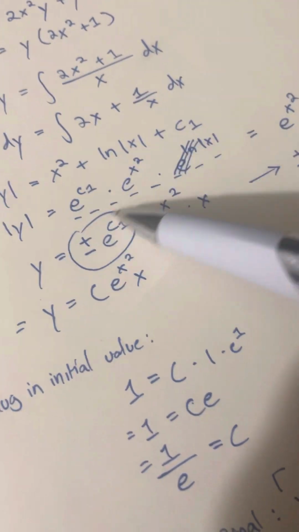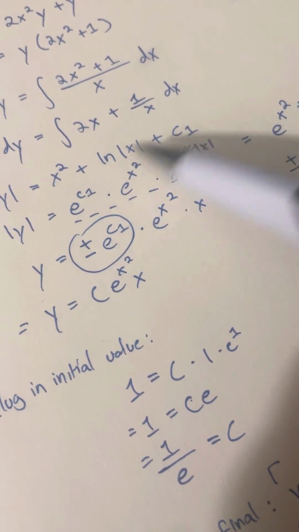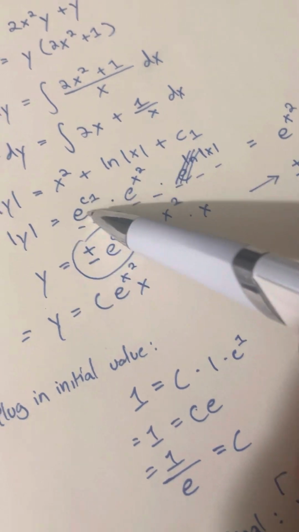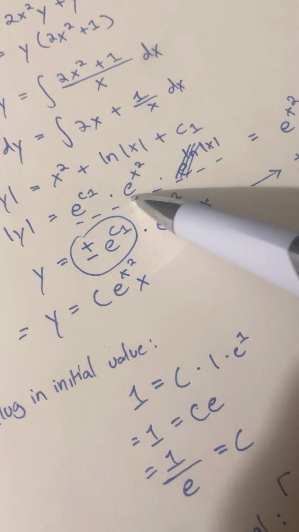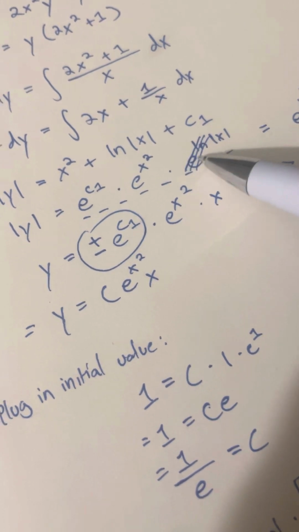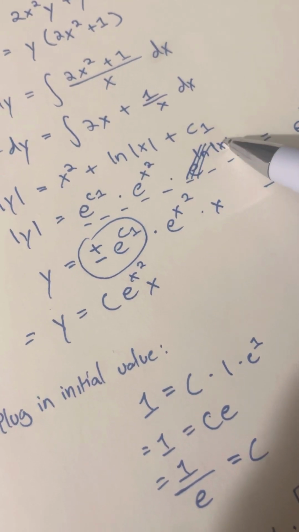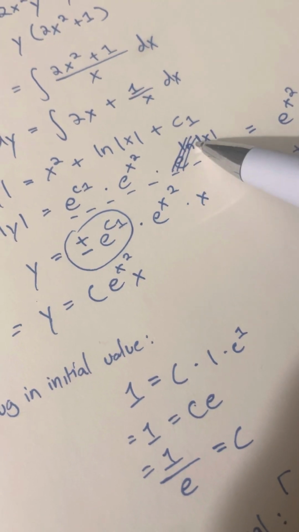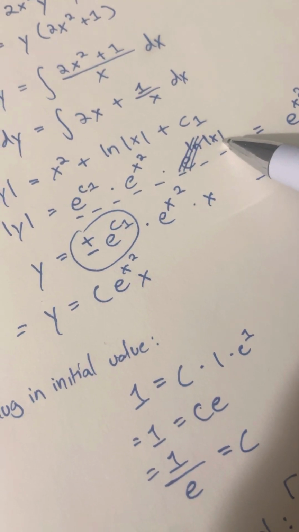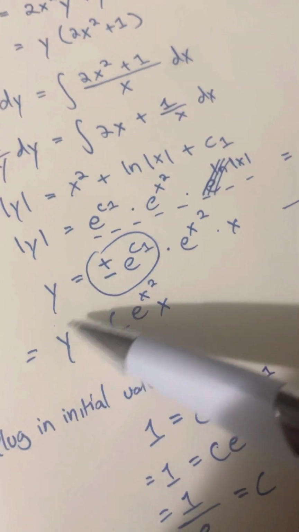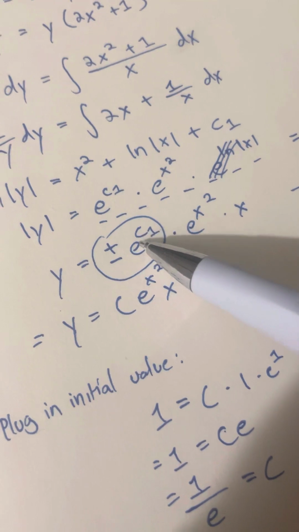So you get e to the c1, because this is in no particular order, I just changed the order because it's easier to deal with. E to the c1, e to the x squared, and you get e to the log x. Now, I cancel this out because anytime you have e raised to the log of something, you can just cancel out the log and the e. And you'll just be left with the absolute value of x. So now you're just left with e to the c1 on this side.